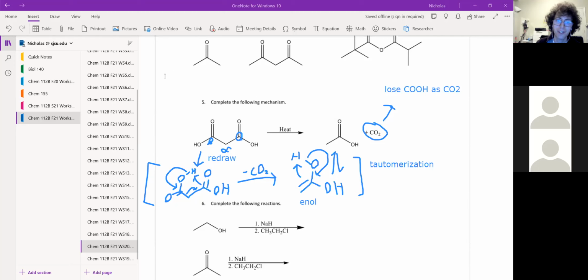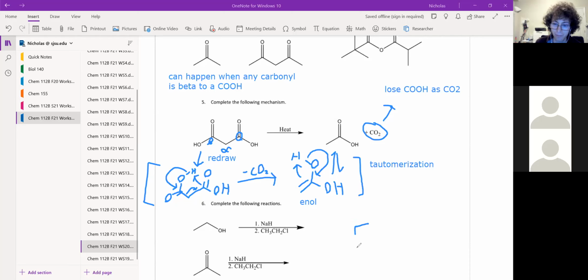And I want to emphasize, this can happen with any carbonyl beta to a carboxylic acid. So it could be a ketone, an aldehyde, an ester, another carboxylic acid like here, an amide. It could be any carbonyl beta to a carboxylic acid. And he might not make it super obvious that that's what's happening.